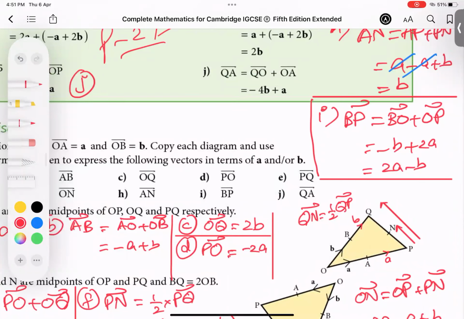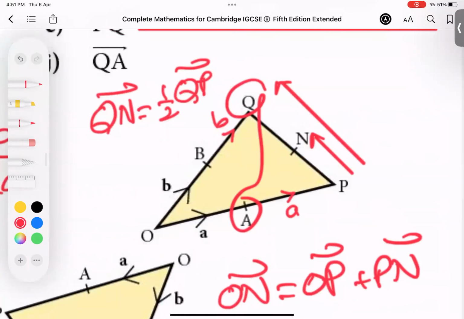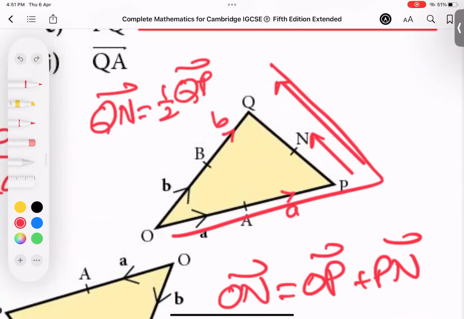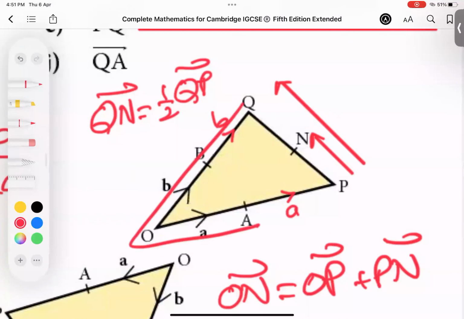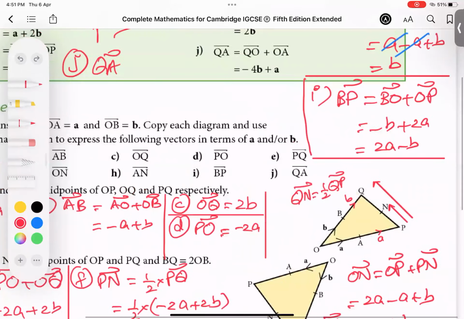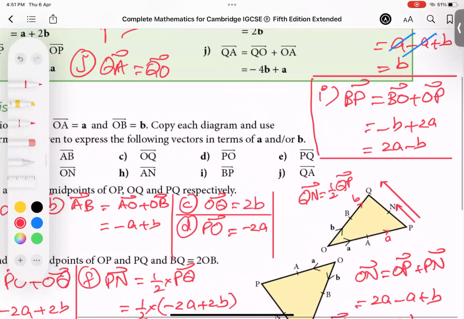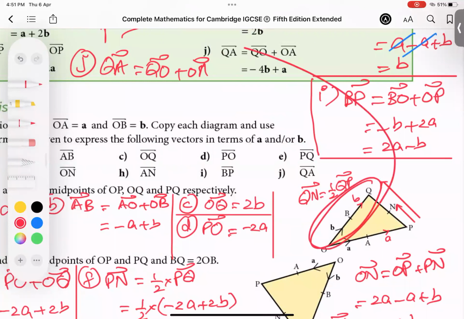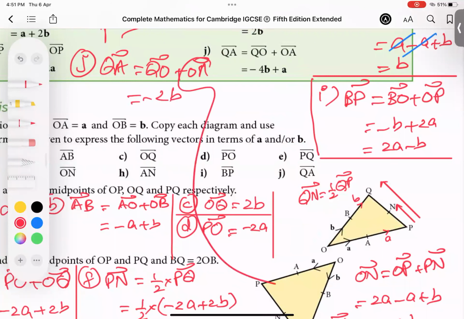J part. J part is QA, starting from Q, ending at A. I can go this path even, or I can go this path even. So better, Q to O, O to A is the better path. So Q to O, O to A. And Q to O is what? Opposite, negative b. And what is O to A? Small a.